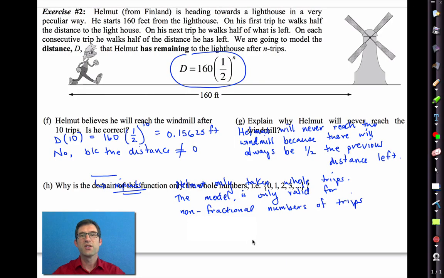Anyhow, so the model is only valid for a non-fractional number of trips. So you might argue, well, he could take half of a trip. Sorry about the mess on the screen. He could take half of a trip, but it's not the scenario that was set up. He was taking these whole numbers of trips, so it doesn't make sense to put 1.5 in as an exponent, or 3.5, or even a negative number of trips. What would that mean? Even though we can deal with negative exponents at this point.